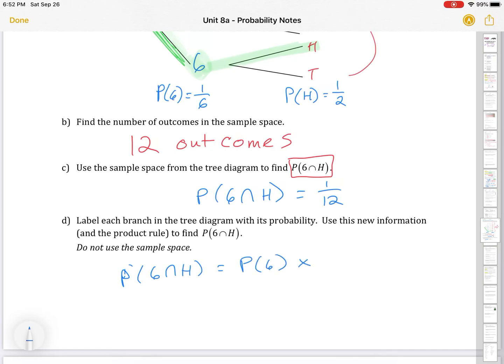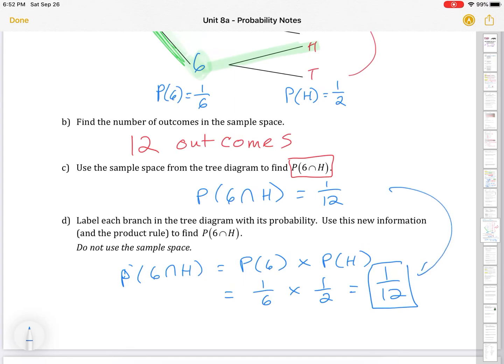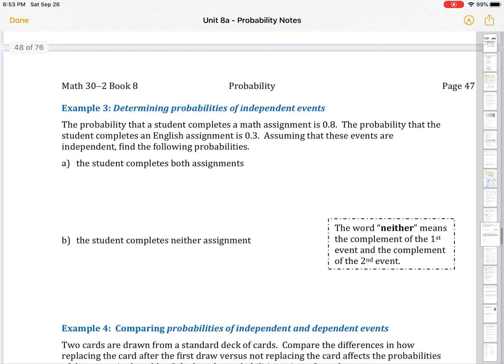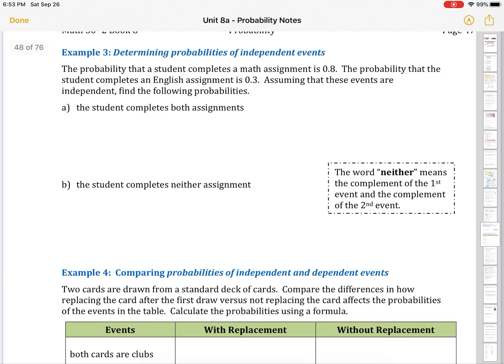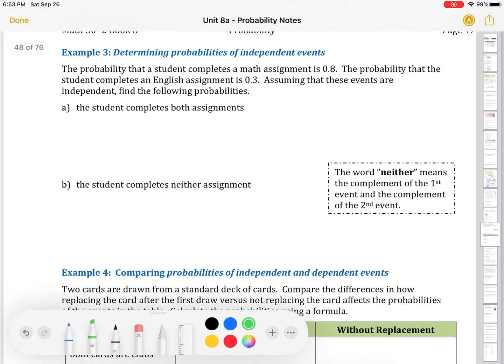Okay, and then the probability of getting a heads is 1 out of 2. So if we use that, probability of 6 and heads is equal to probability of 6 times probability of heads. So that would be 1/6 times 1/2, which is equal to 1/12. So we get the same amount. It doesn't really matter which way you get there, as long as you get there, right? Okay, so let's keep going with more examples.